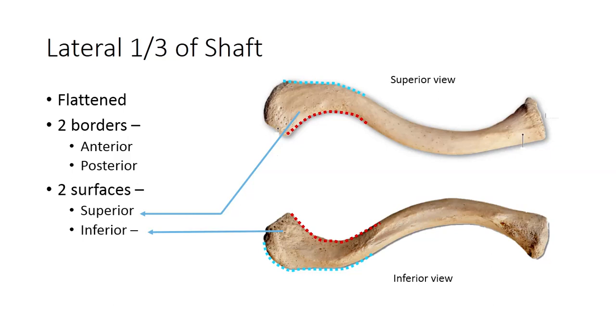In the inferior surface there are two features. One is a tubercle known as the conoid tubercle, an oval elevation. This one is the conoid tubercle, and a ridge-like structure known as the trapezoid ridge here.